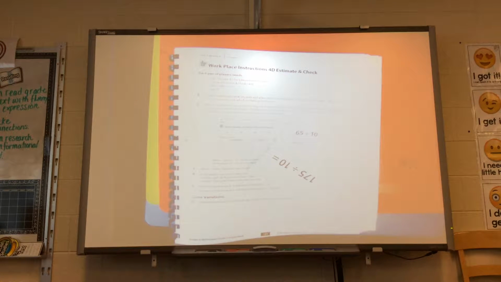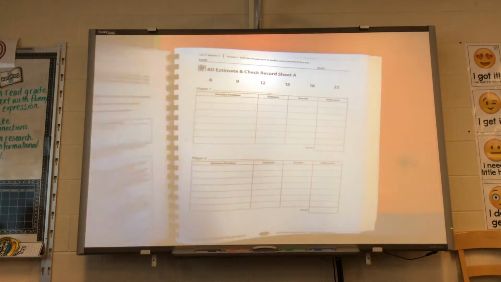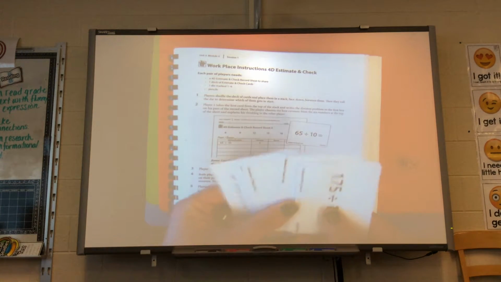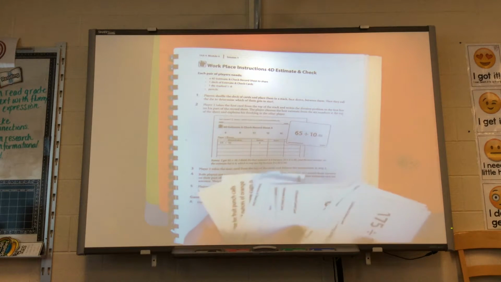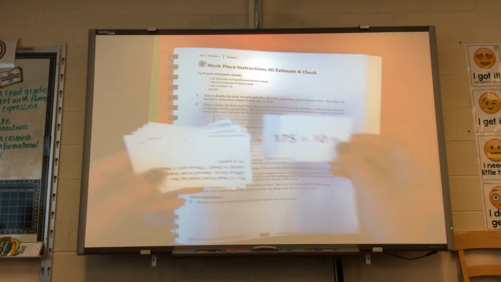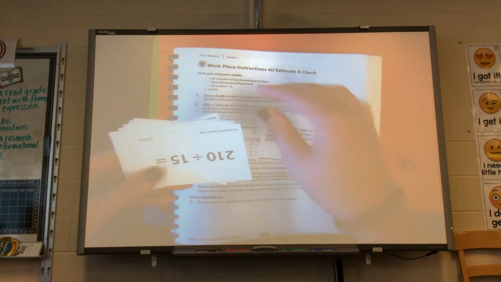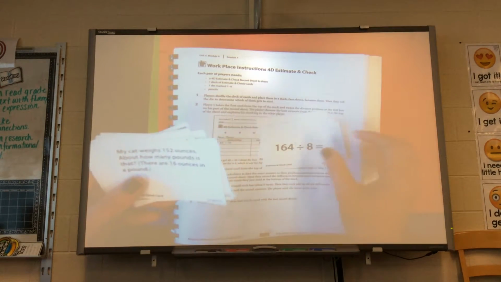These are the directions for how to play Workplace 4D Estimate and Check. To play the game today, each pair of students is going to need one estimate and check record sheet that you can share. You also need a deck of estimate and check cards. If you don't have the estimate and check cards, you could also create some cards on your own. They are just cards that have division story problems and division problems for you to solve.